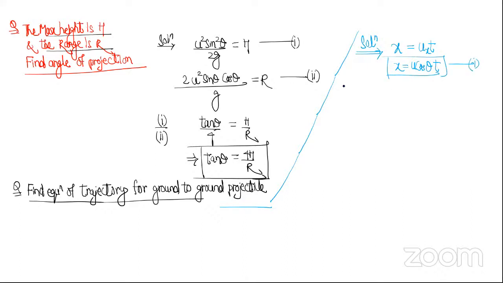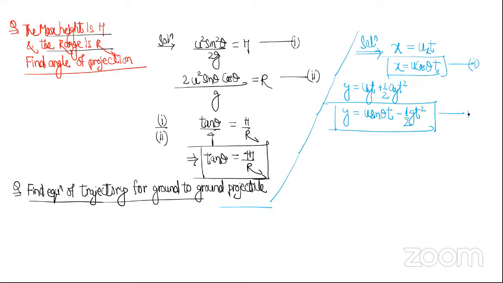So y is how much? Now y is ut plus half a t square. That is u sin theta t minus half gt square. That's equation 2. So now find the value of t from equation 1.